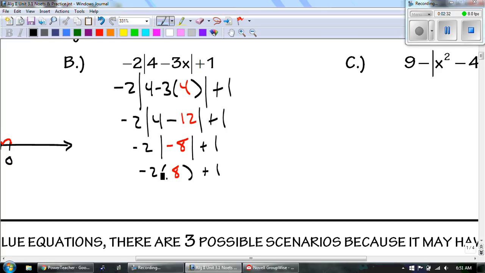So now it's just normal order of operations. -2 times 8 is -16. And then -16 plus 1, we get -15 as our final answer.